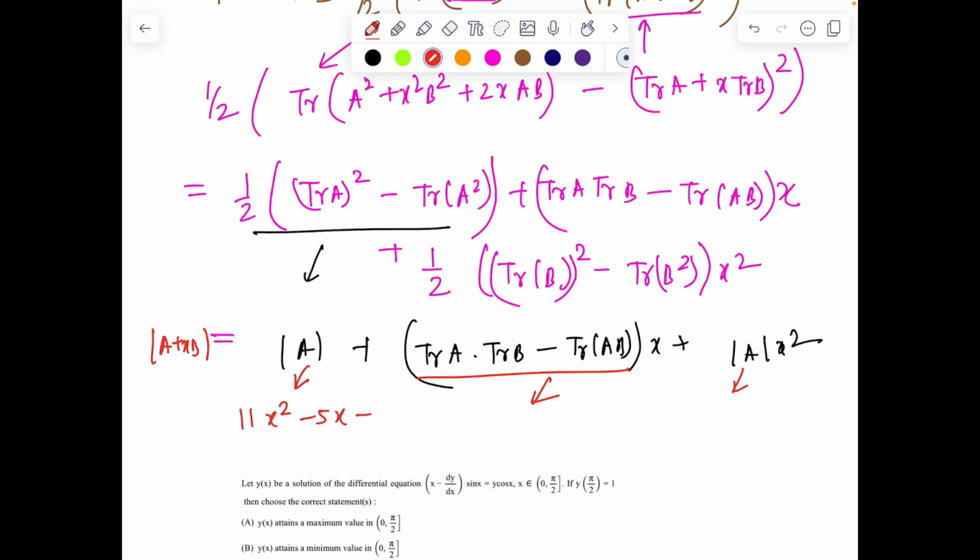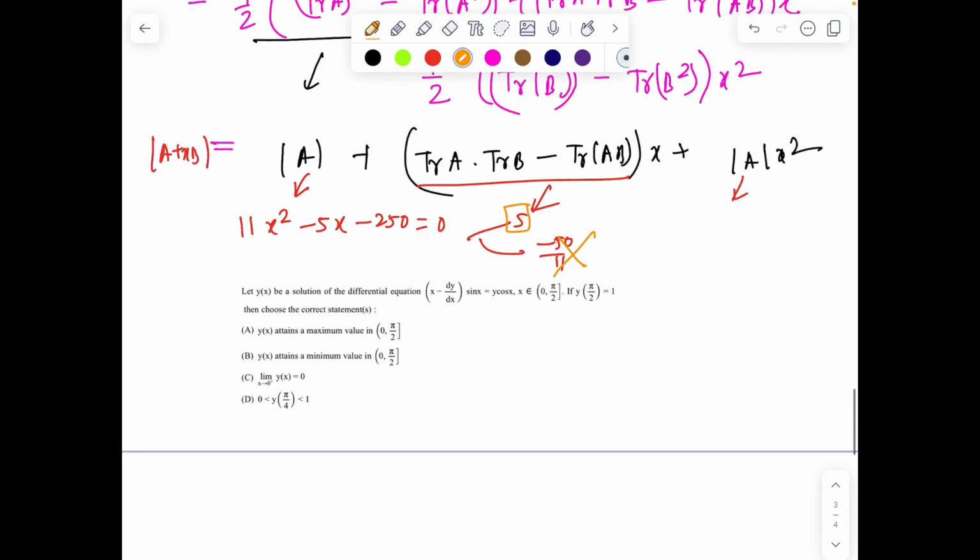So if we put this in, we get a quadratic 11x square minus 5x minus 250 equals 0, which gives two values, 5 and minus 50 by 11. According to the problem, I have to reject this because I want a positive integer. Hence 5 is the answer for this problem. I hope you enjoyed this and understood how in a basic way we can solve this problem.